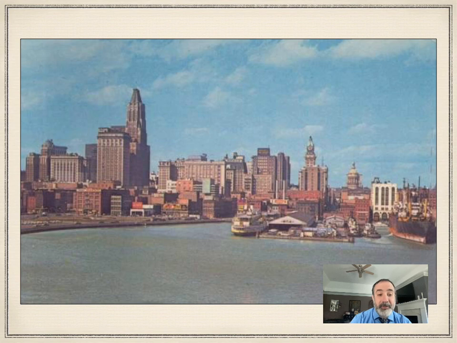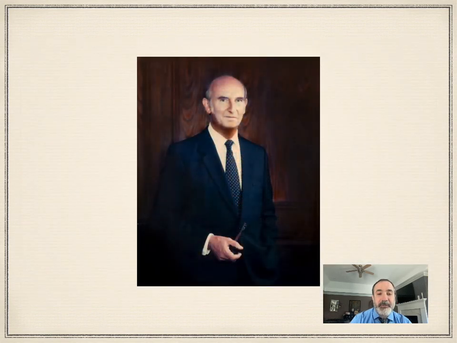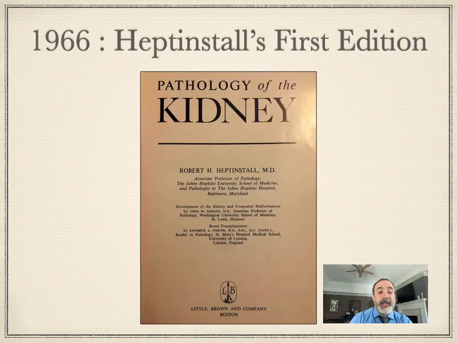Because here in Baltimore, in 1966, an associate professor in pathology at Johns Hopkins University Medical Center named Robert Heptonstall would publish a seminal textbook. As a graduate student, he had trained under Alexander Fleming, the discoverer of penicillin at St. Mary's Hospital, a place you might remember being mentioned in a previous lecture. The book he published was called Pathology of the Kidney.